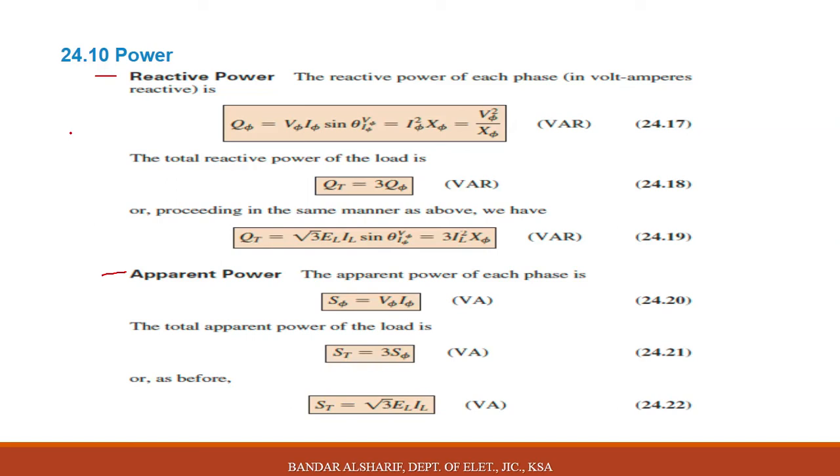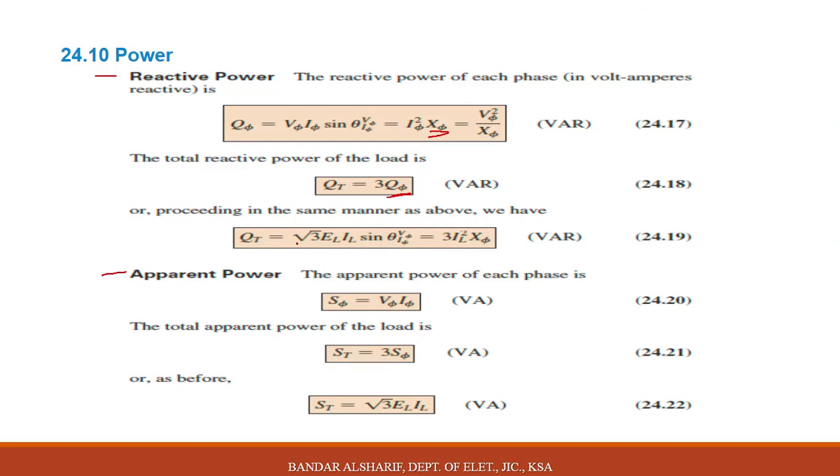Why do we multiply by X? Because reactive power comes from the capacitor, because the capacitor is a source of reactive power, or it is absorbed by the inductor, because of this here we will use XL or XC. Similarly here, V phase square over X phase. To find the total reactive power, multiply 3 by the single phase reactive power, and you will get the total reactive power.